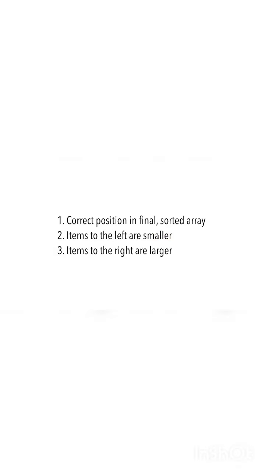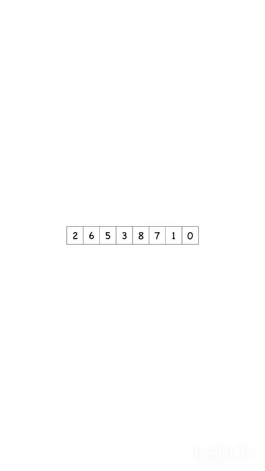First, the pivot is in its correct position in the final sorted array. This means that all items to the left are smaller and all items to the right are larger. Let's look at an example. We're asked to sort the following array. Let's choose a pivot. I'll explain the best way to do this later, but for now, let's just choose 3.